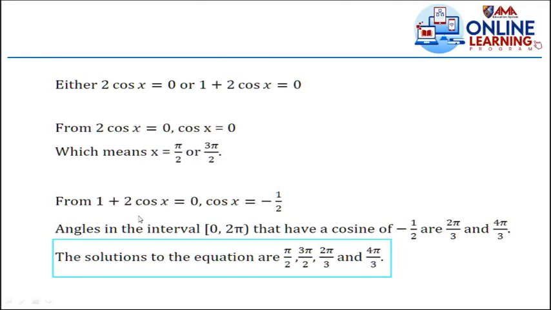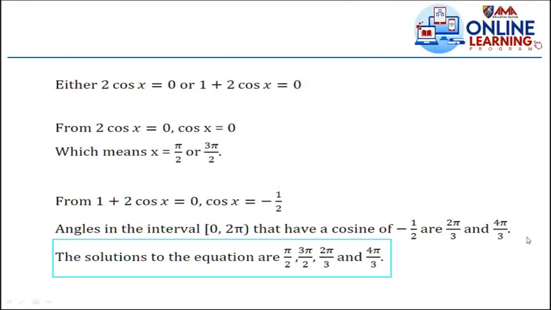And also, 1 plus 2 cosine x equal to 0, so cosine is equal to negative 1 half. The 1 we will put on the other side, making it minus 1. So when we solve cosine x, we have negative 1 half. The angles in the interval from 0 to 2 pi that have a cosine of negative 1 half are 2 pi all over 3 and 4 pi all over 3. 2 pi all over 3: 2 times 180 is 360 divided by 3, that is equivalent to 120 degrees.